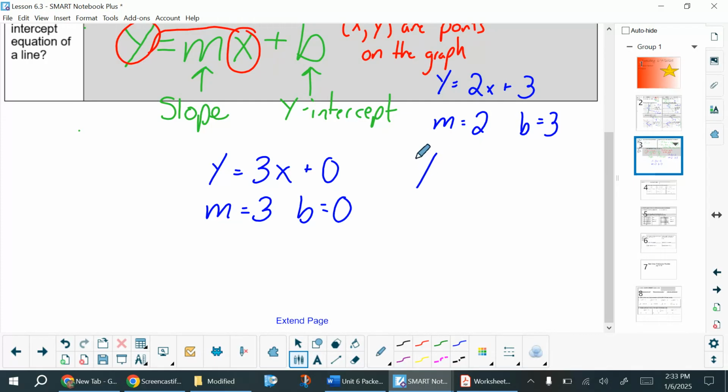A tricky one you might see is something like y equals 3. That's a line too. In this case, our slope is 0 because there's not an x at all, and our y equals 3. So this would be a line that has a 0 slope, a horizontal line.